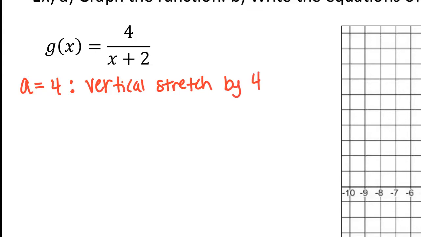And then my H value is what? -2. Good. Don't forget to switch the sign. And so does that mean left, right, up, or down? Left. This means left 2 units. And then my K value is just 0, so that's not going to do anything up or down.